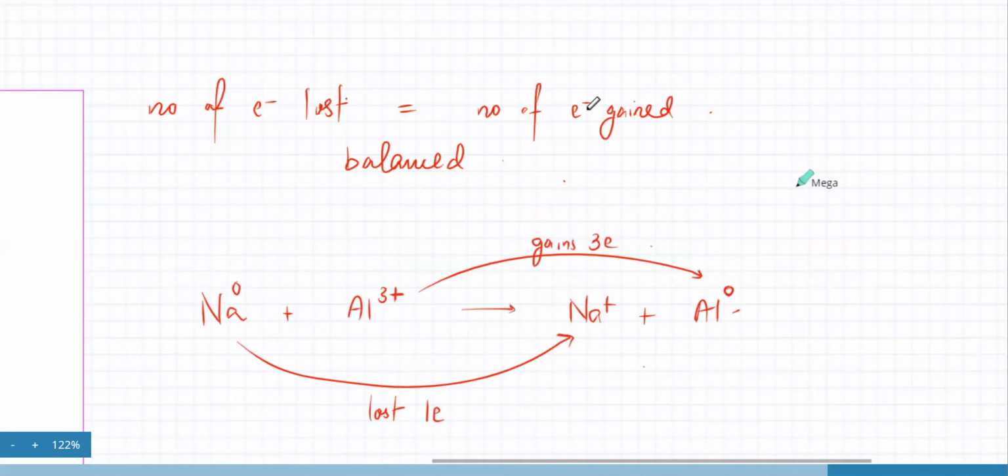The problem is sodium is only losing one electron. Aluminium gains three electrons, right? Sodium is losing just one electron. So how can you make this three electrons? If I multiply this by... oh yeah, times it by three. So if I have three sodiums, the number of electrons lost are three, right? So now the number of electrons gained and lost are equal, right?